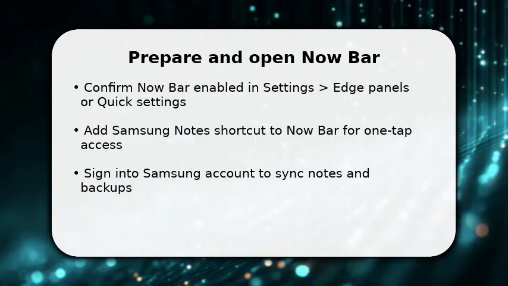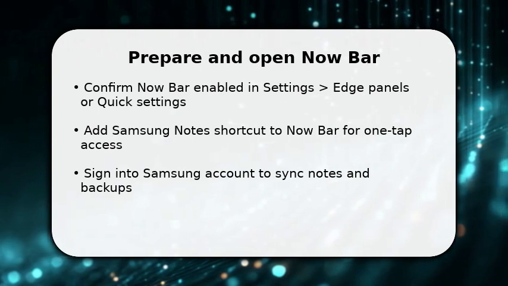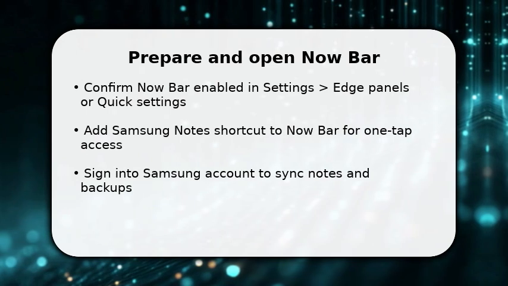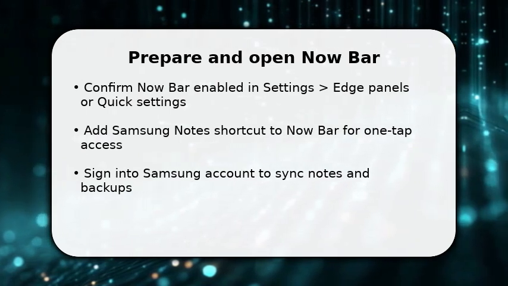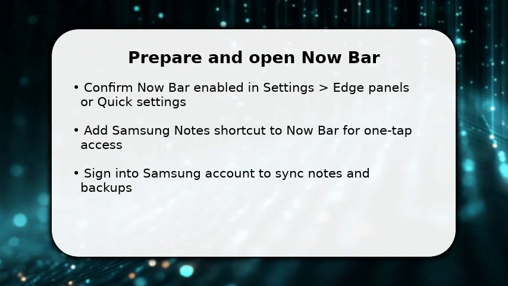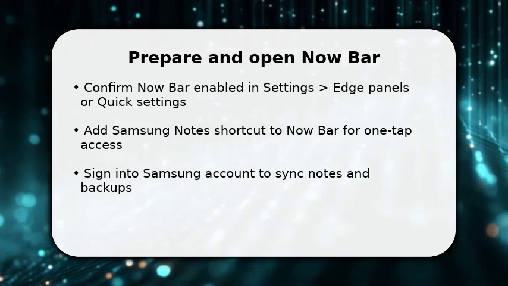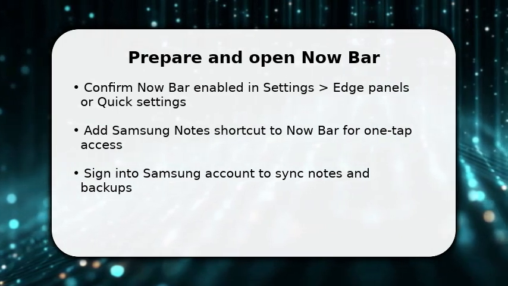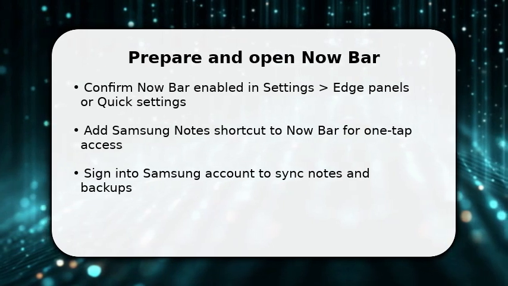You'll start by enabling the Now bar and placing Samsung Notes where you can reach it fast. Open Settings, enable the Edge or Now bar, then add the Samsung Notes shortcut so it appears instantly. Once done, make sure you're signed into your Samsung account to enable syncing and backups. This prevents data loss and keeps content on other devices.